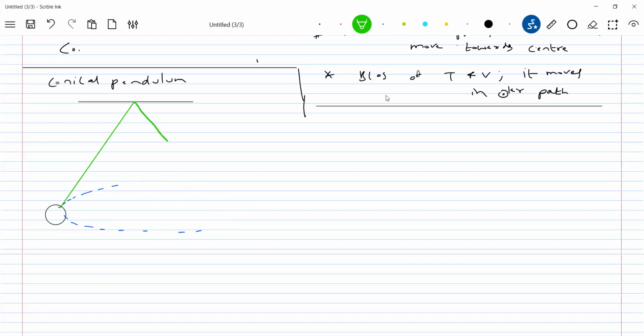After some time, it will be at this end. Okay, this is having a mass m, length of the string. So let this make an angle theta. The same thing when it is revolving. So here it will have tangential velocity.